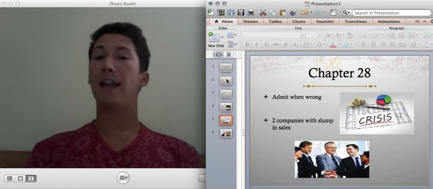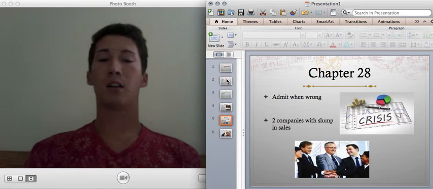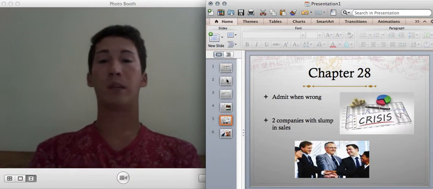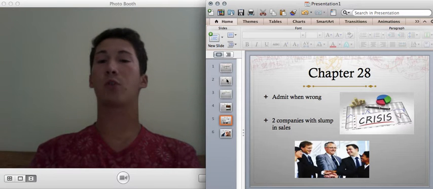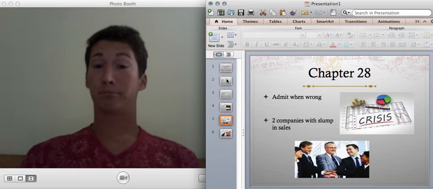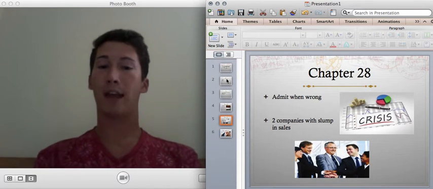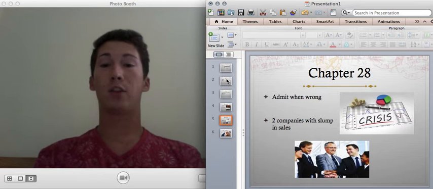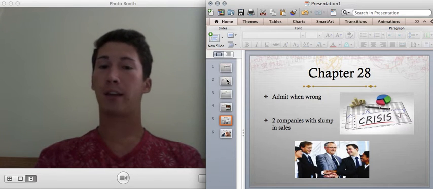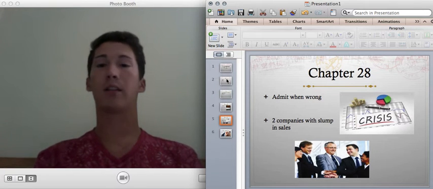Chapter 28 basically just explains that you need to admit when you're wrong. People just find you more trustworthy, and they will want to do business with your company. The example that they used on that was two companies. You had Company A and Company B, and both were experiencing a slump in their sales.